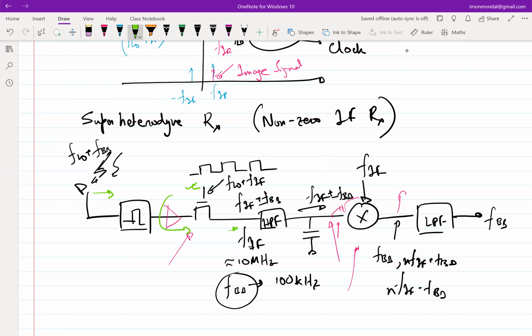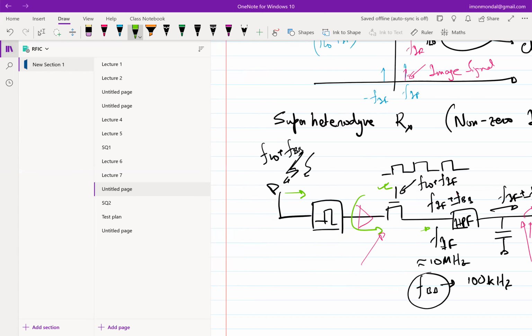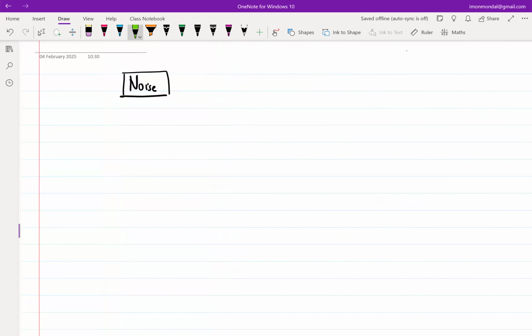The difference between zero DC and super heterodyne we talked about in the last class. Any questions about this? Okay, fine. If there are no questions, we can proceed to today's lecture.